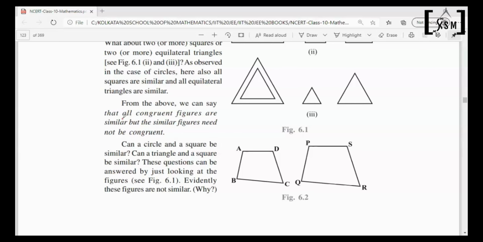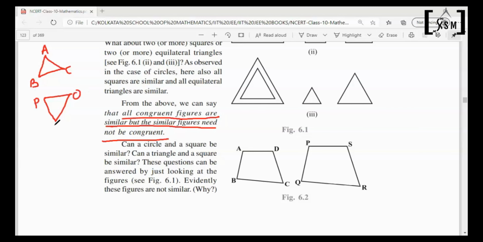All congruent figures are similar, but all similar figures need not be congruent. Congruency is when two figures are exactly the same except the name. On the screen you can see triangle ABC and triangle PQR. The sides are 5, 6 and 7, and here the sides are 5, 6 and 7. So these two triangles are exactly the same in terms of sides. The only difference is that they have different names. So we say that these two triangles are congruent. I'm not going into details of congruency.